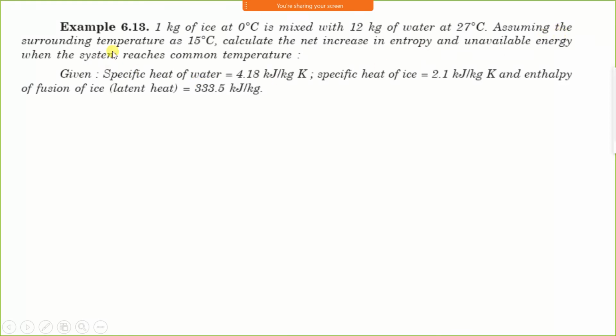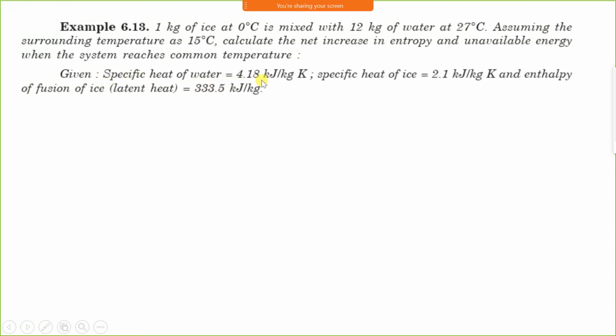Assuming the surrounding temperature as 15 degrees Celsius, T0 is 15. Calculate the net increase in entropy and unavailable energy when the system reaches a common temperature. We have to calculate net increase in entropy and unavailable energy when the system reaches a common temperature.